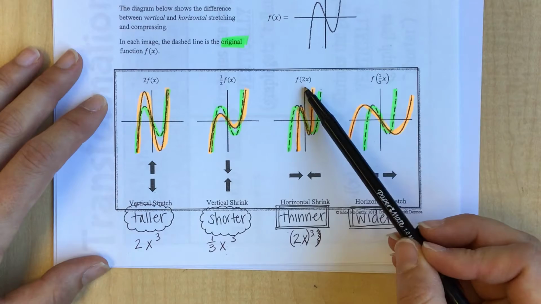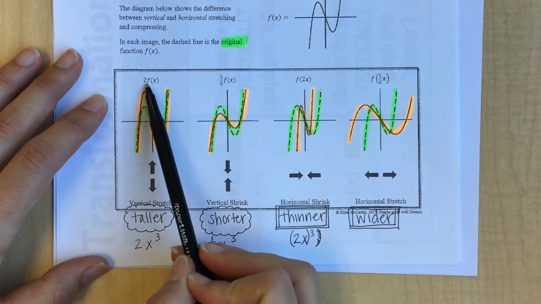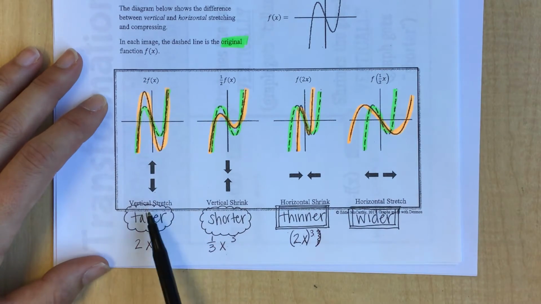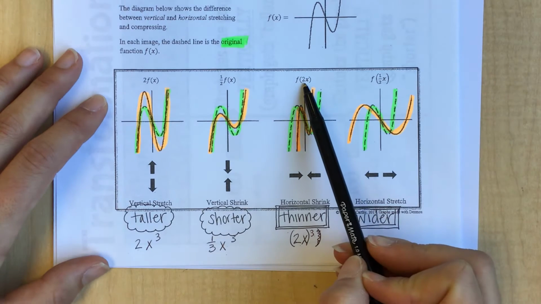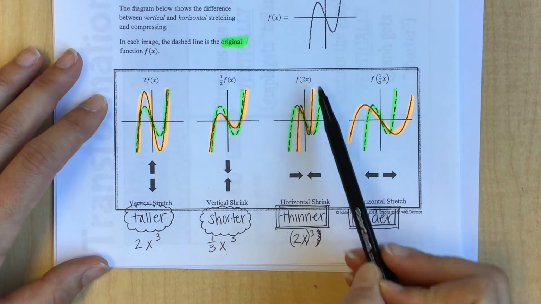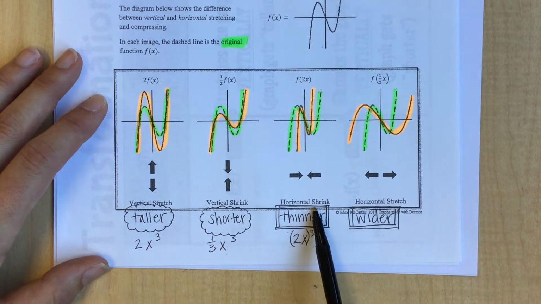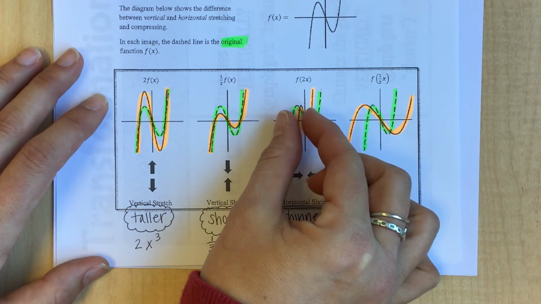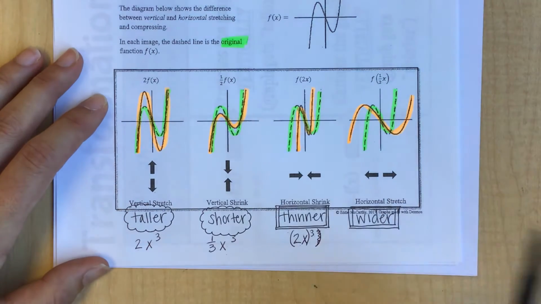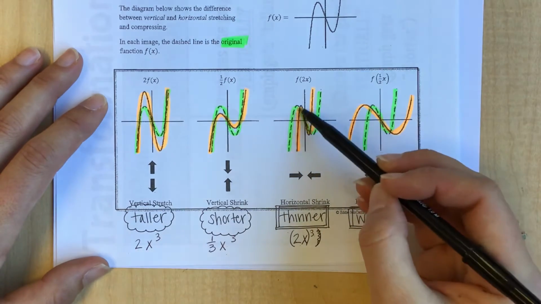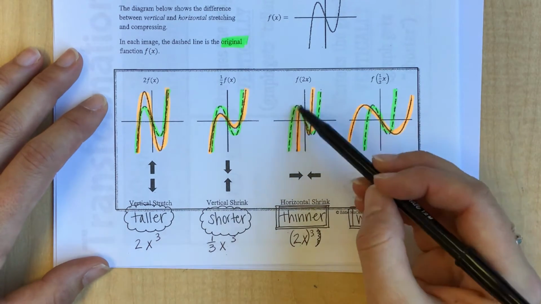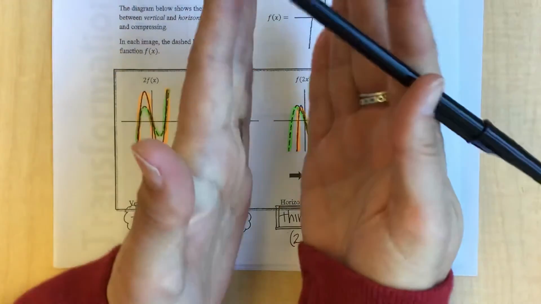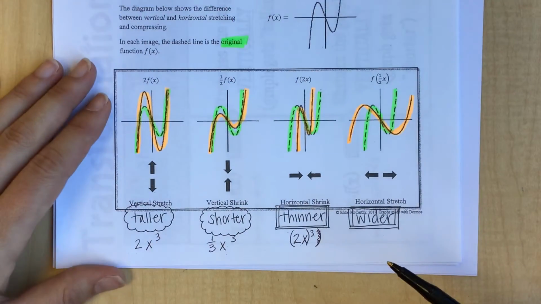Now, this is a little backwards from what you would think, because over here, when we did a whole number, we were stretching. But here, when it's inside the parentheses, it's actually going to be shrinking. So this is a horizontal shrink. We're taking our function and pushing it in. So we're shrinking it in. So this gets thinner. Notice the orange here is thinner than our original function. It's more pushed in towards that y-axis.